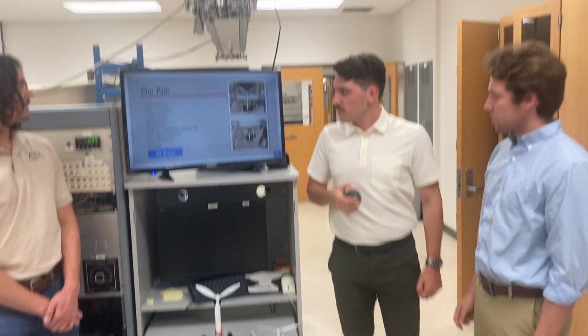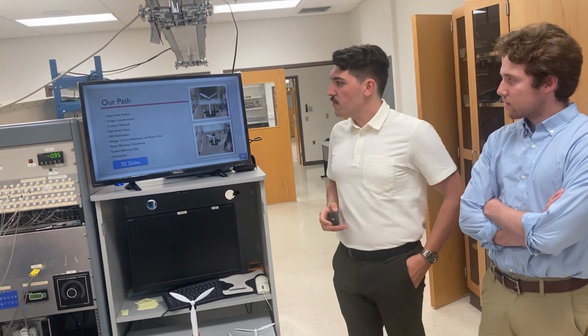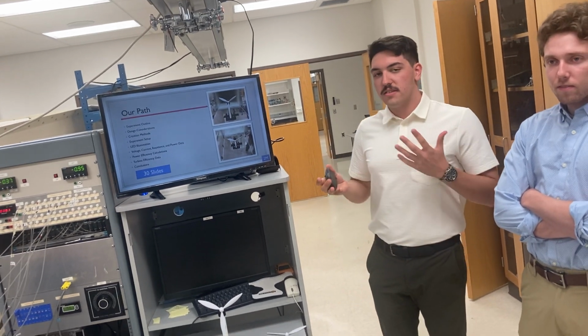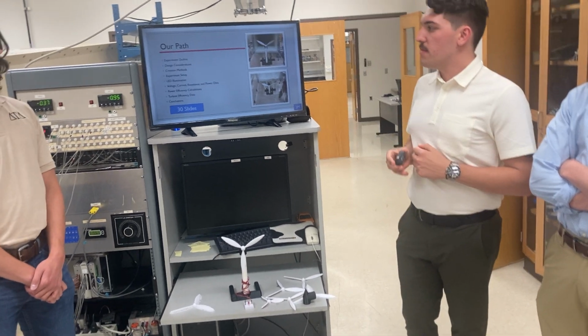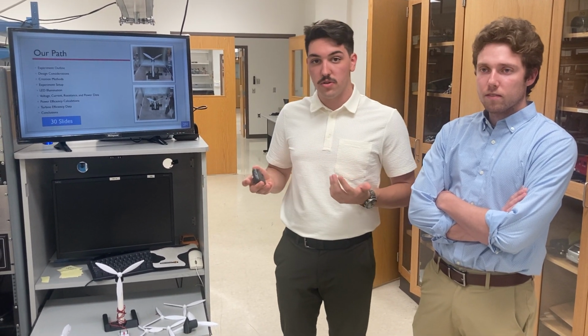All right, so our path. How did we solve our problem? Well, we felt that we needed an experiment outline. What are we experimenting? What do we need to consider when designing a turbine? How are we going to produce electricity, etc.? We went into our design considerations. What is our design going to look like? We thought it would be best to model it off a real turbine. Obviously, we decided on 3 blades, as it's what most look like.